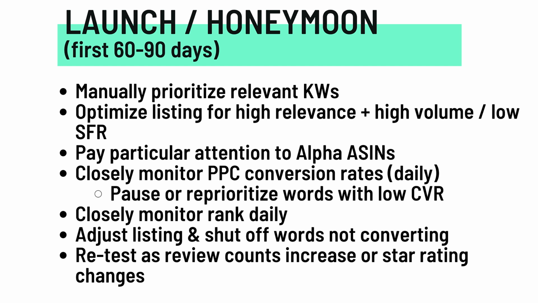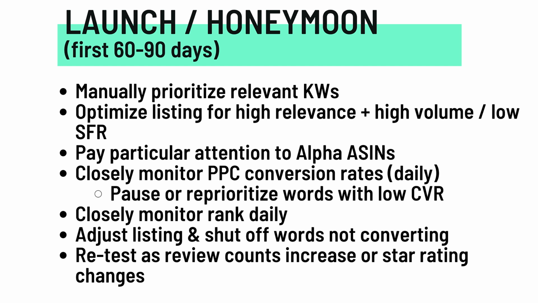So a couple things to keep in mind during this phase: we're going to manually prioritize those relevant keywords as we set up our listing. We're then going to optimize our listing for really high relevance and high volume, low search frequency rank keywords. And then we're going to pay particular attention to those alpha ASINs that exist in the marketplace. Those are the big dogs. Those are the ones that are finding success. We want to understand and reverse engineer that success from a keyword standpoint and make sure that we're mindful of that as we sculpt and create and target keywords for our own listing.